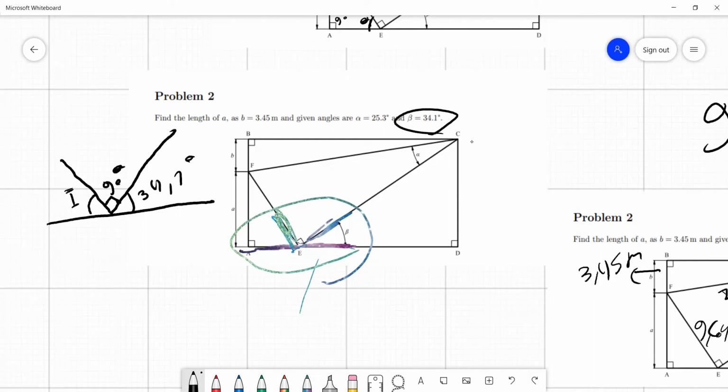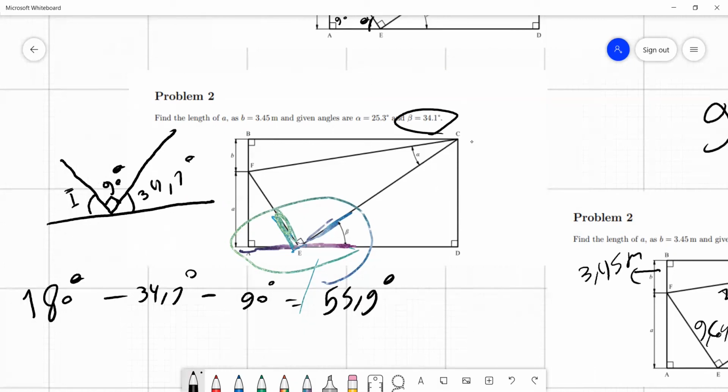Okay, so remember that we said that a line is 180 degrees, so 180 degrees minus 34.1 degrees minus 90 degrees. Guys, by the way, sorry, it's a bad habit that I put degrees. You shouldn't write that if you're doing the calculations. You should only write it at the end of the answer. Anyway, minus 90, and that should give us an angle of 55.9 degrees. Okay, so that's great.